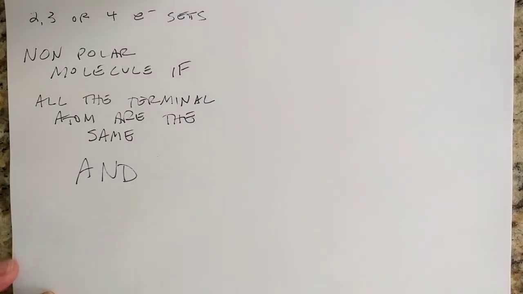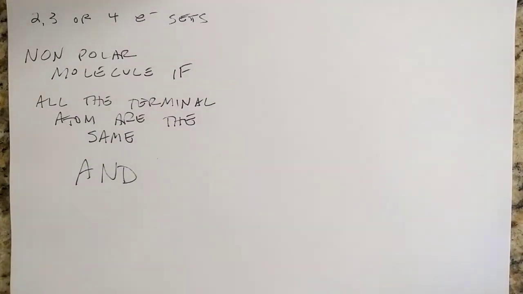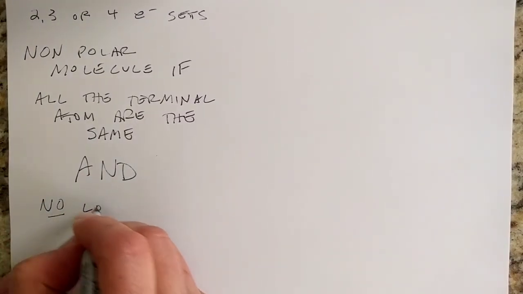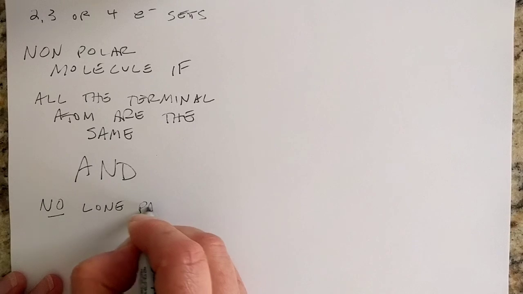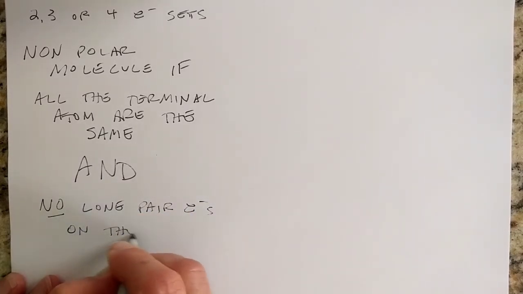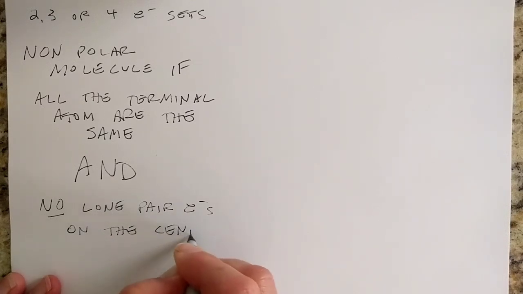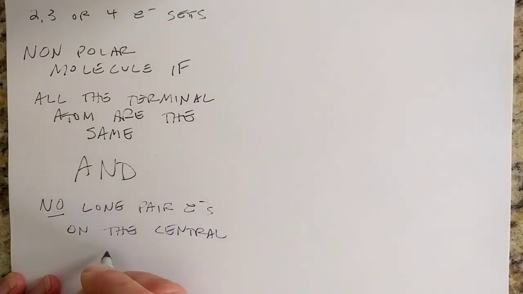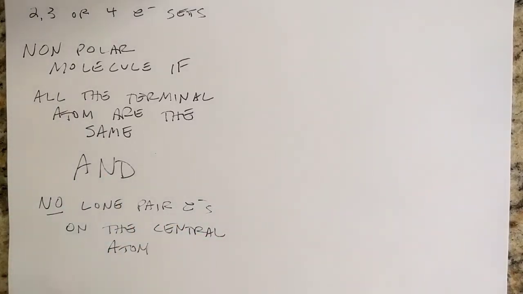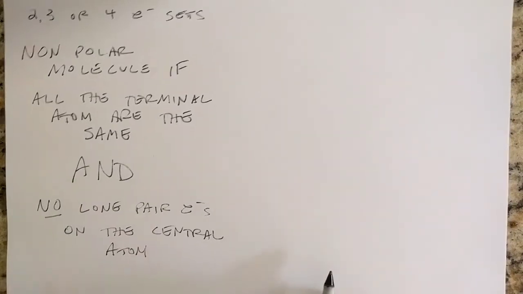And this is real important. There are no lone pair electrons on the central atom. So the atom in the middle can't have lone pairs, and the atoms on the outside, the terminal atoms, all have to be the same.